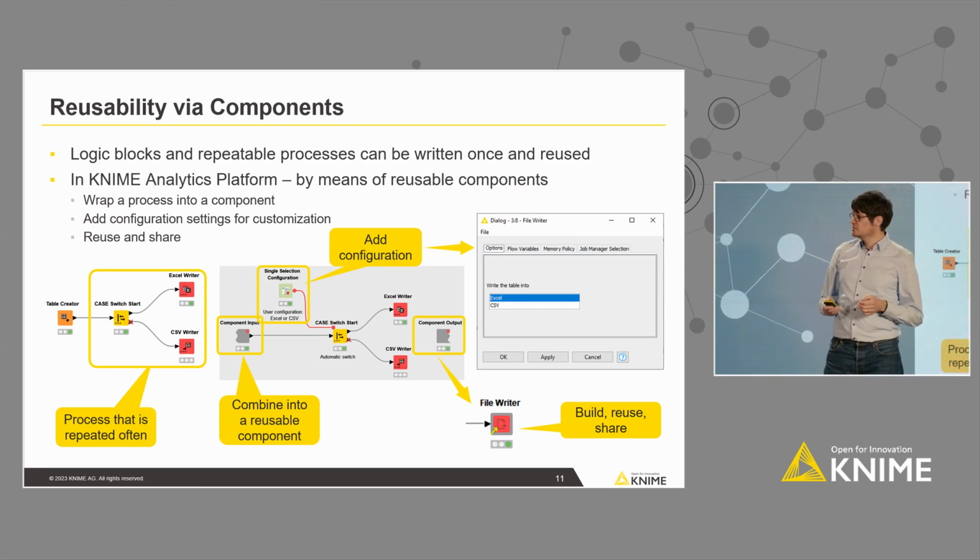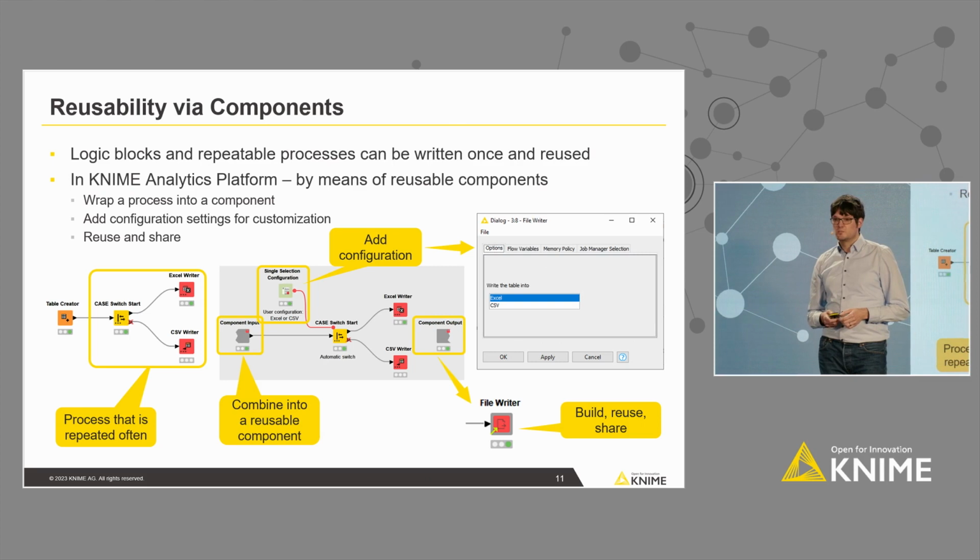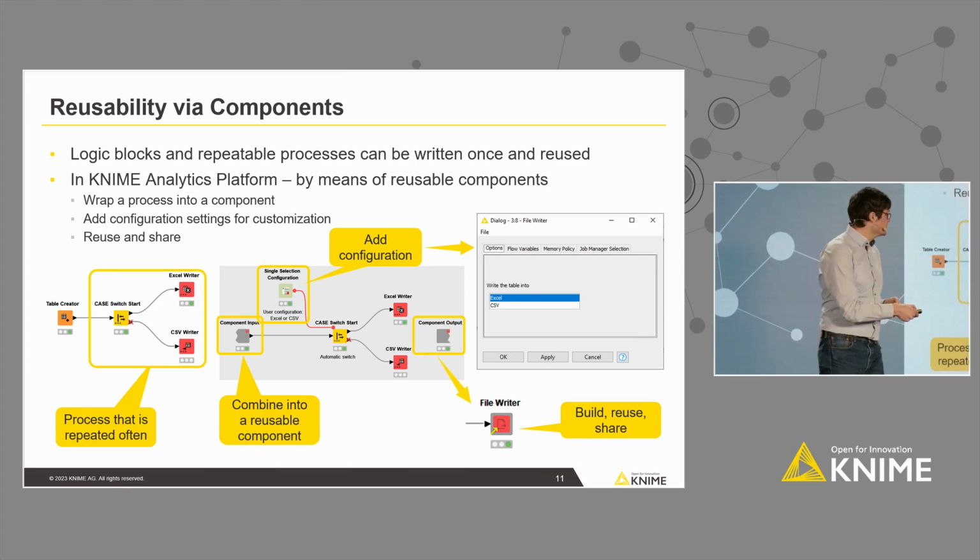It's all visual. So you simply drag and drop a rectangle around the nodes that you want to wrap into a component. Then you right mouse click on it and say create component, and then all of the nodes reside within this little component. And to make it even more reusable, you can then use these configuration nodes, for example, to expose certain parameters, like in this example here.